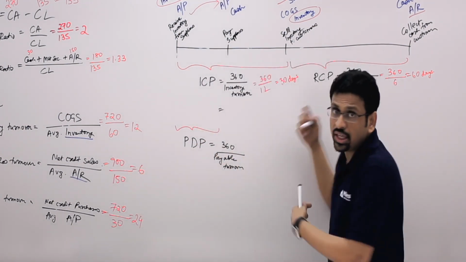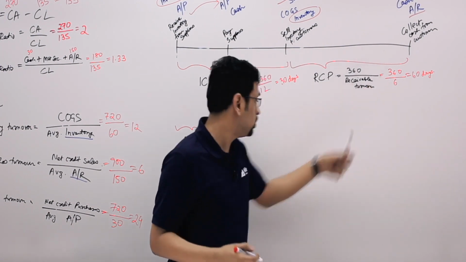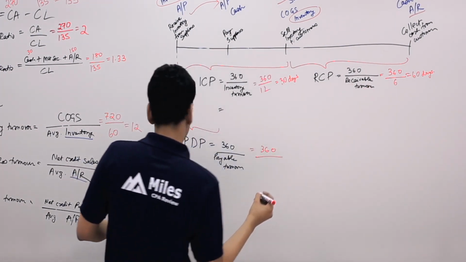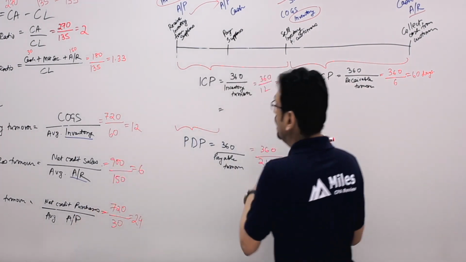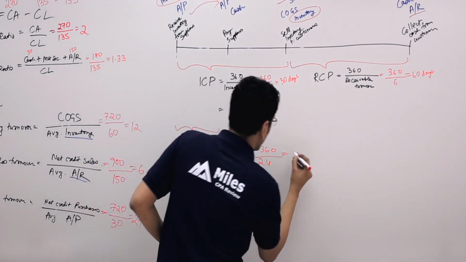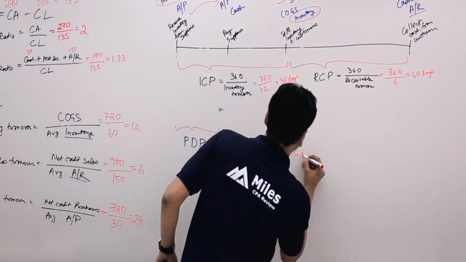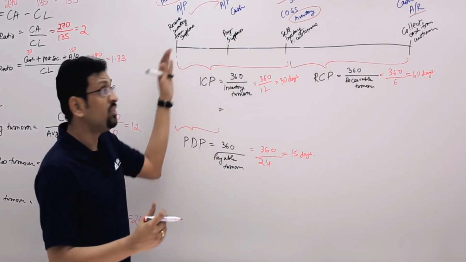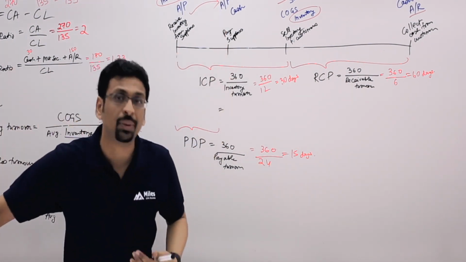So this is, you could say, 360 by receivables turnover. When I'm looking at my payables turnover, again 360 by 24. 24 is the payables turnover. So the payable deferral period is basically 360 by 24, which gives me 15 days. So it takes me 15 days from the time I receive goods from my suppliers to pay my suppliers.